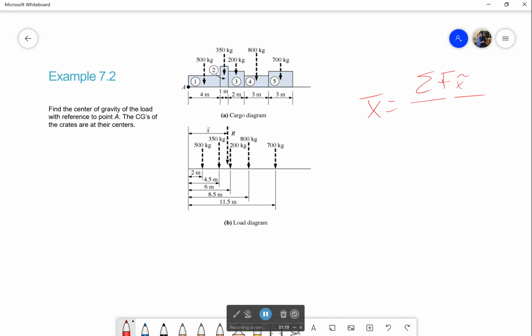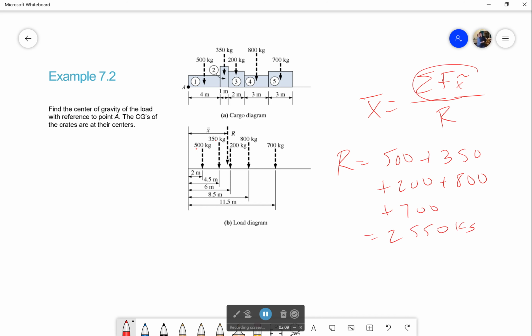So I'm looking for this resultant R. I know what it is because I just have to add all the masses together, which would give me force if I multiply them by gravity. I'm not going to do that just to save myself some time. So let's first add them all together. R is going to be equal to 500 plus 350, plus 200 plus 800, plus 700. This is equal to 2550 kilograms. Cool beans.